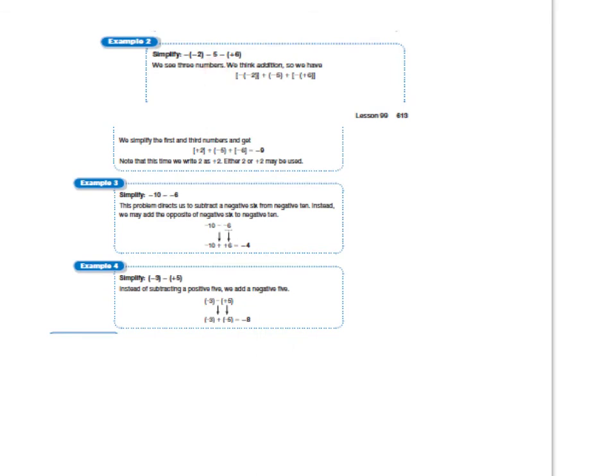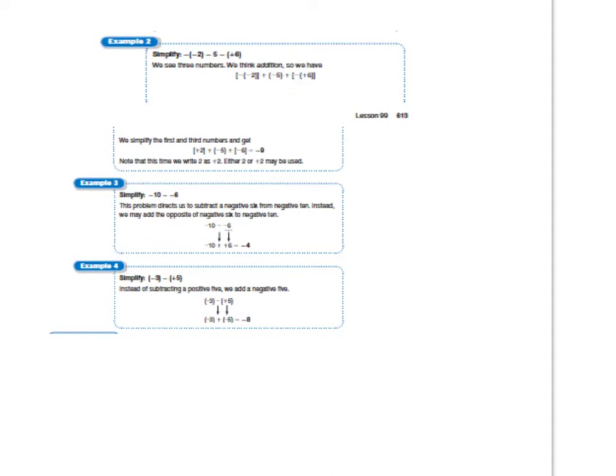In example number 2, we're simplifying the opposite of negative 2 minus 5 minus positive 6. We can see if we turn this all into addition, it makes the problem look more complicated, but it does change it into combining or adding signed numbers. So we have the opposite of negative 2 plus negative 5 plus the opposite of 6.